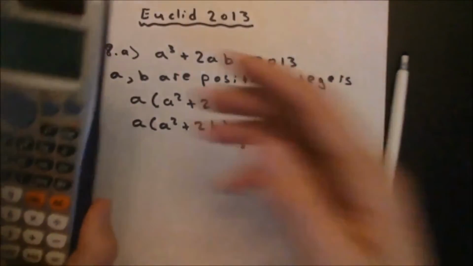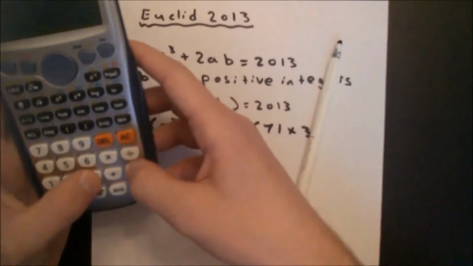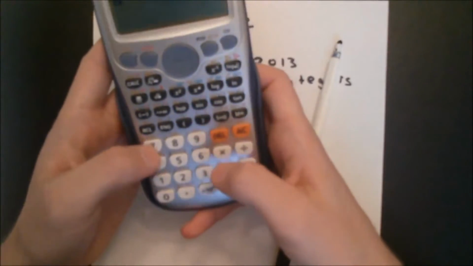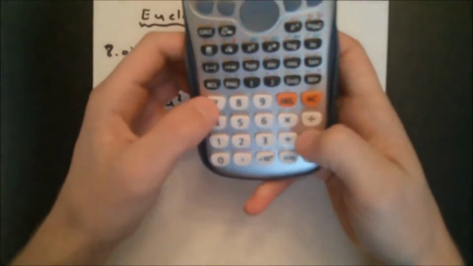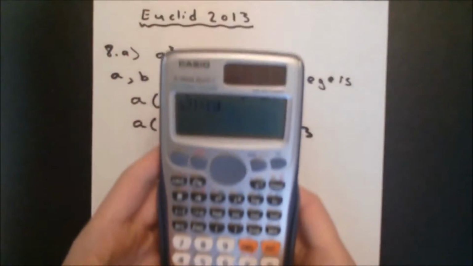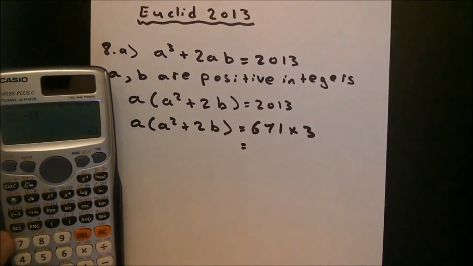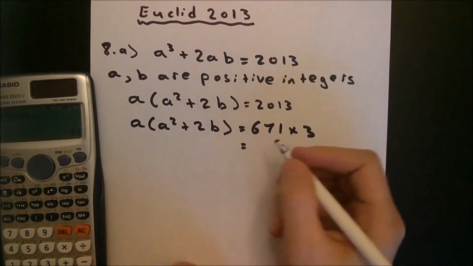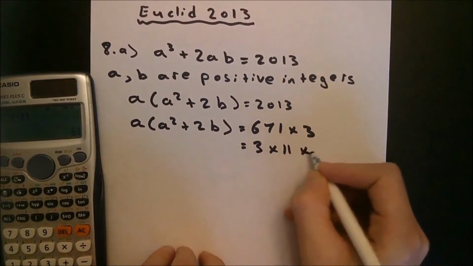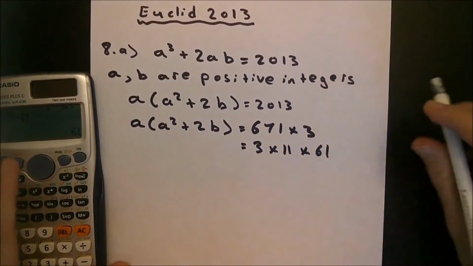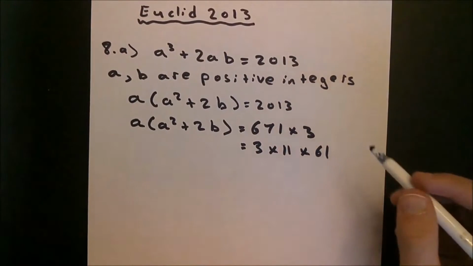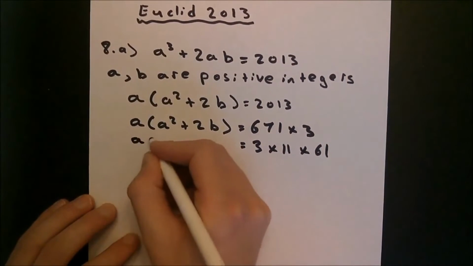Let's see if I can break down 671 even more. I'm going to try to divide that by 3 again. It doesn't divide by 3. Let's see if I divide it by 7. Doesn't divide by 7. I'm going to try dividing by 11. And 671 divided by 11 is 61. So now I know I can write this as 3 times 11 times 61. And 61 is actually a prime number, so now we've reached the prime factorization of 2013. I'm just going to rewrite this left-hand side again.